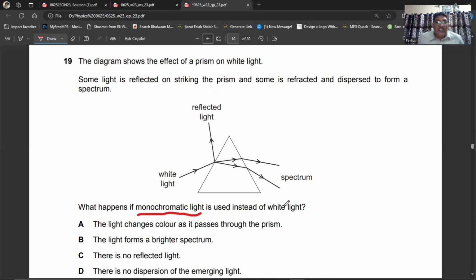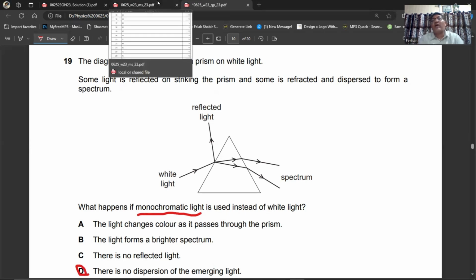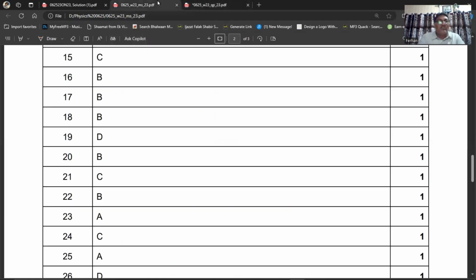The light changes color as it passes through the prism. No. The light forms a brighter spectrum. I don't know. There is no reflected light. No, that's not true. There is no dispersion of the emerging light. That's right. The dispersion of the light will not take place, I think. D is the right option. That spectrum will not be found because now the light consists of only one color. So question number 19, D is the right option, sir.